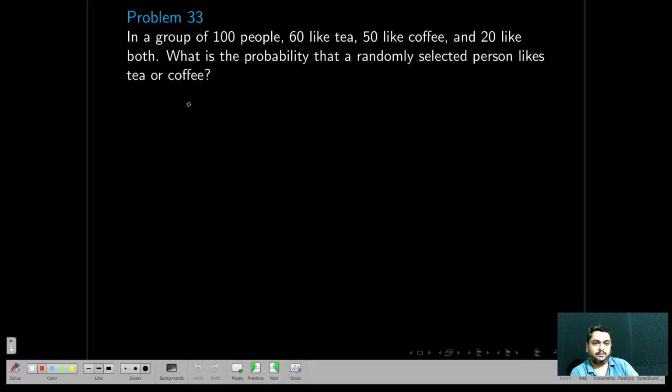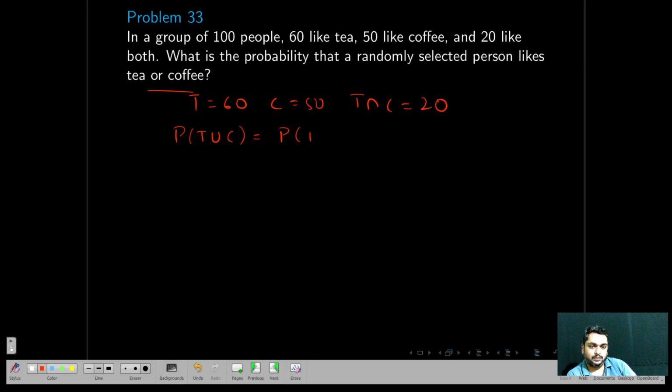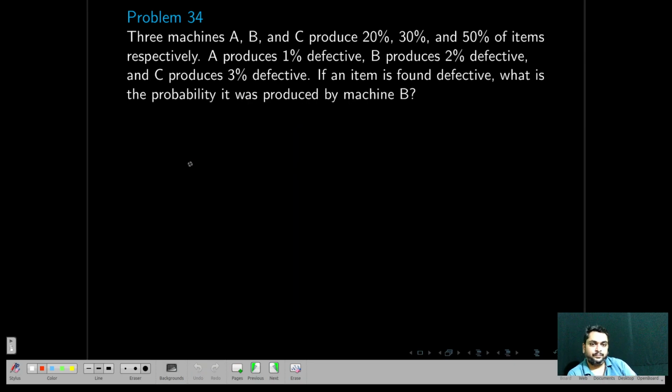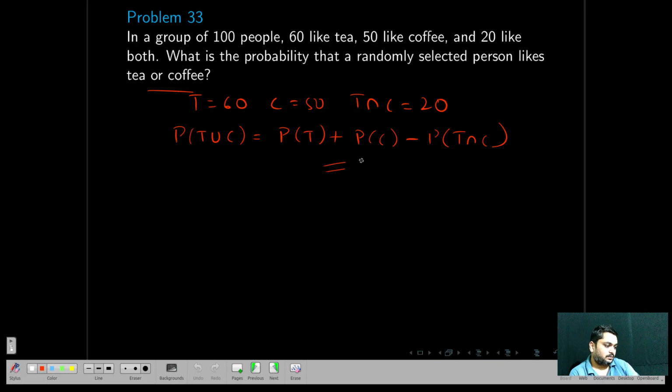In a group of 100 people, 60 like tea, coffee is 50, and T intersection C is 20. I think you have solved a similar problem. What is the probability that a randomly selected person likes tea or coffee? That is P of T union C equal to P of T plus P of C minus P of T intersection C. You just calculate and check the answer. The answer should be 0.9. Okay.